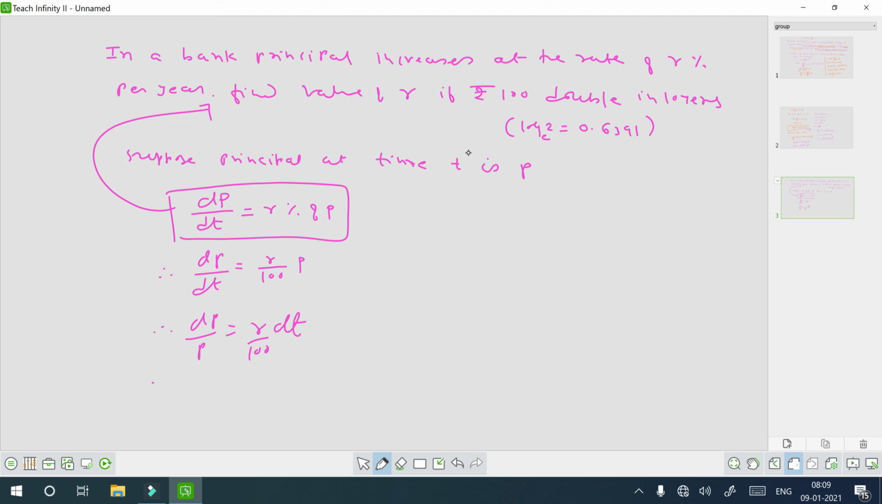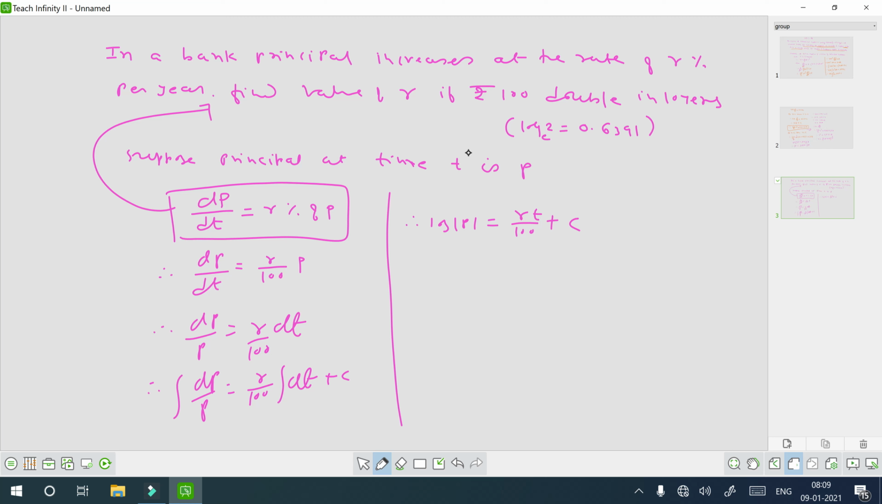Now integrating on both sides, the integral of dP/P is equal to r/100, r is a constant term at the rate of r, so we are taking it outside, integral dt plus c after integrating. And therefore log mod P is equal to r/100 t plus c. Clear?